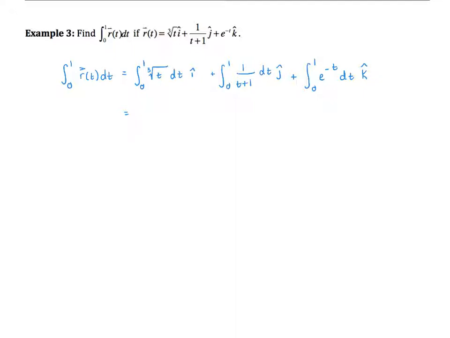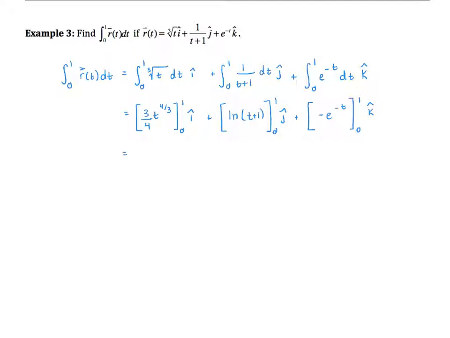So let's do it. That's really a t to the 1/3. So when I integrate, I will get t to the 4/3 times 3/4 from 0 to 1. That is still attached to i. This is going to go to the natural log of t plus 1 from 0 to 1. And then this will go to negative e to the negative t, evaluated from 0 to 1, and that attaches to your k component.